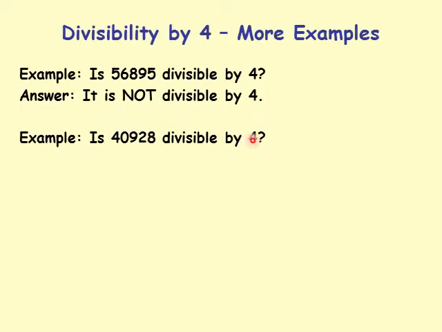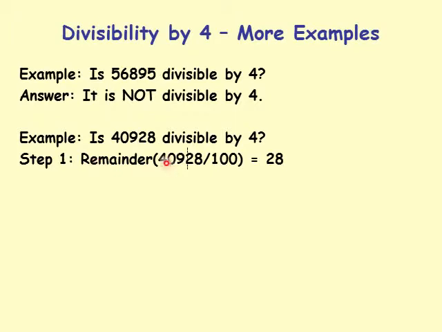So we go through the steps. First we divide by 100 and get a remainder. The remainder of 40928 divided by 100 is 28. The way we divide by 100 is to separate the last 2 digits, draw a line to the left, and the number on the left is the quotient, and the one on the right is the remainder. The remainder is 28, the quotient is 409. So the remainder is 28. Let's continue here.